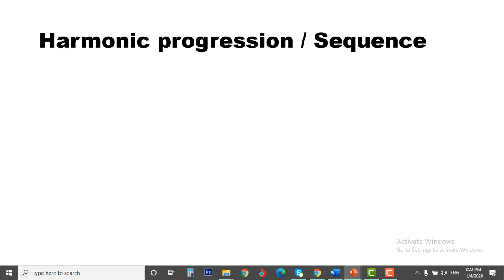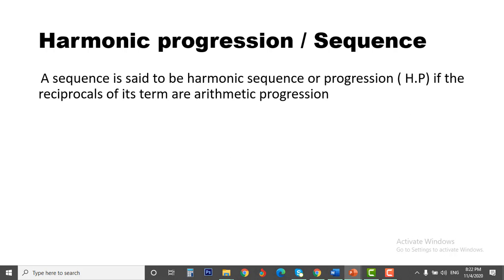Hello students, welcome back. The last sequence that we are going to study is harmonic progression or sequence. A sequence is said to be a harmonic sequence or progression if the reciprocals of its terms are in arithmetic progression, or we can say that if a sequence is given to you and you reciprocate its terms, it will be turned into an arithmetic progression. So that is how harmonic progression is.